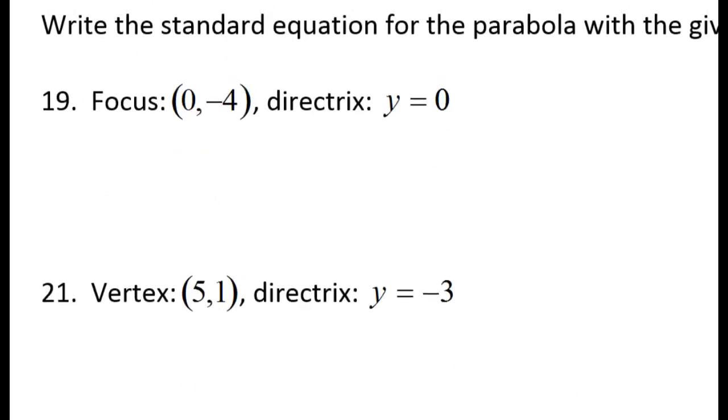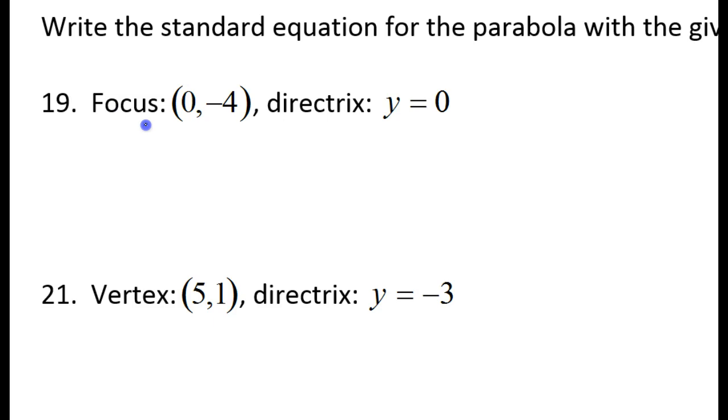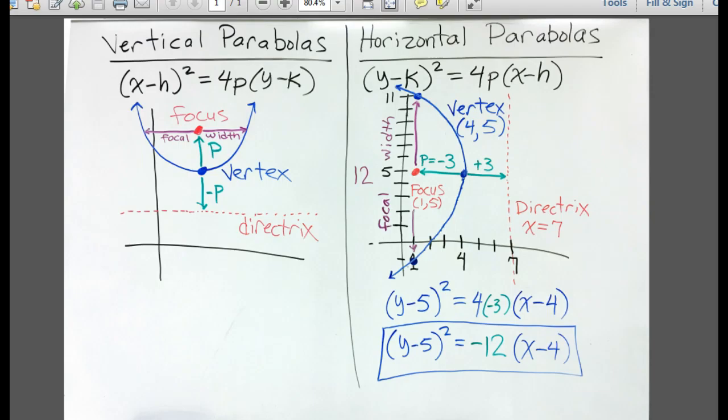Also, if you're given certain information, like any 2 out of 3 of the following: focus, directrix, vertex, given any 2 of those, I will show you how to find the standard form equation of the parabola. Now, some parabolas are vertical, like this one. They open either up or down. On the other hand, some parabolas are horizontal, like this one, opening either to the left or to the right.